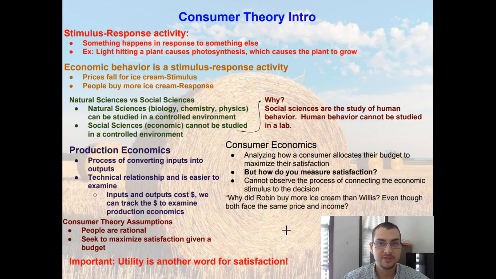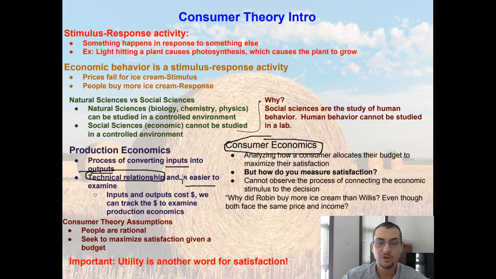So within economics, especially microeconomics, we have two different studies. We have microeconomics of production, or production economics. We also have consumer economics, or microeconomics of consumption. Production economics is more about looking at businesses. It's looking at how a business will take inputs and convert them into outputs. This is a technical relationship, and it's looking at how many inputs you need to produce an output, and then what price you are charging for this output, and things of that nature. And this technical relationship is a lot easier to examine than consumer economics.